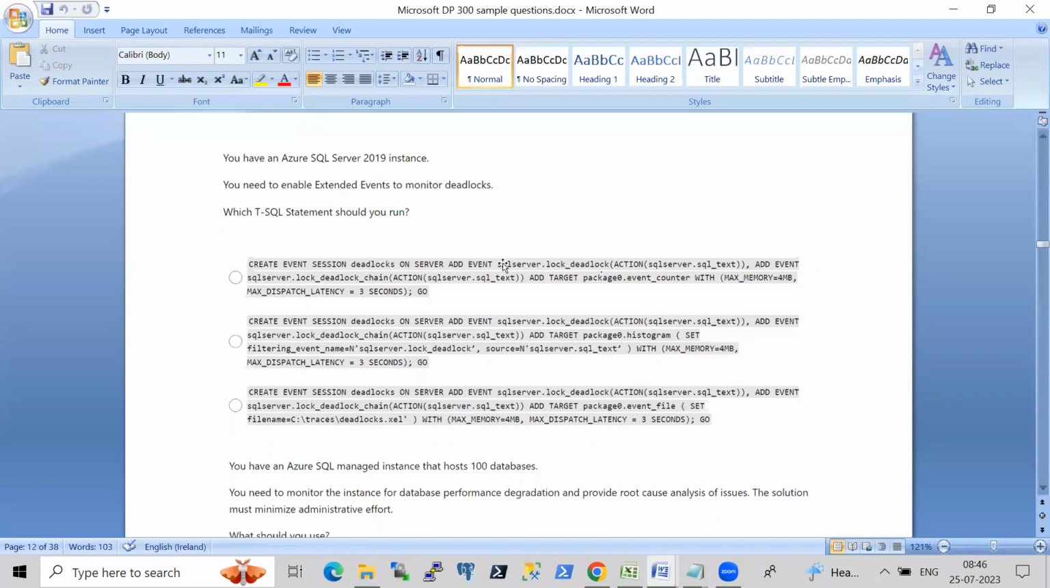So now we have to enable extended events to monitor deadlocks. He's saying Azure SQL Server 2019 instance means on-premises. When we say 2019, by the way, if I ask you what is the version of MI or Azure SQL, what will be your answer? Latest. In MI, latest.